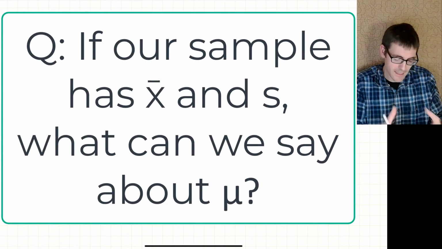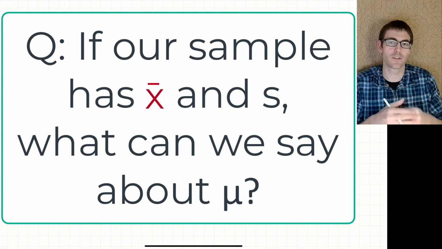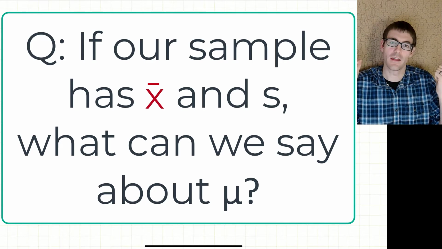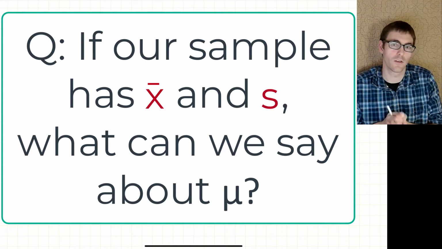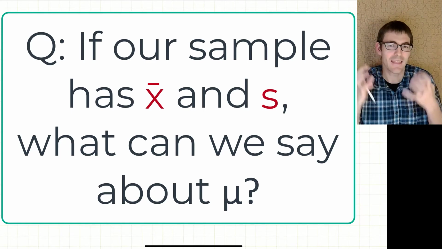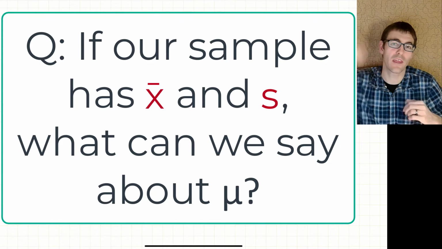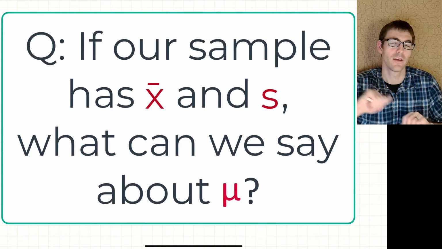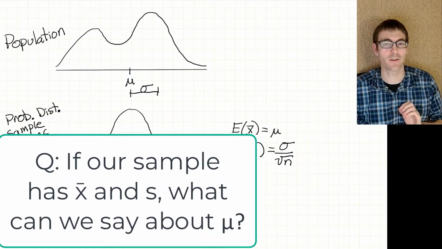So let's take a sample. Let's say that we take a sample and we get a certain average length of Twizzler, and the standard deviation of the Twizzlers that we measured was a certain number. How do we take that information and say something about what we think the average Twizzler length is for all Twizzlers coming out of a certain factory?